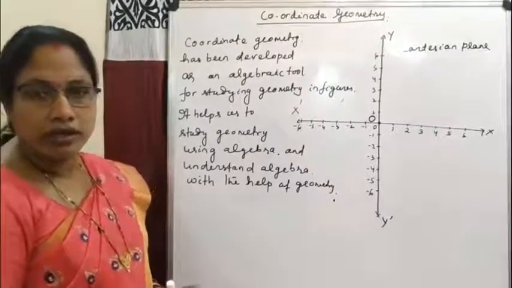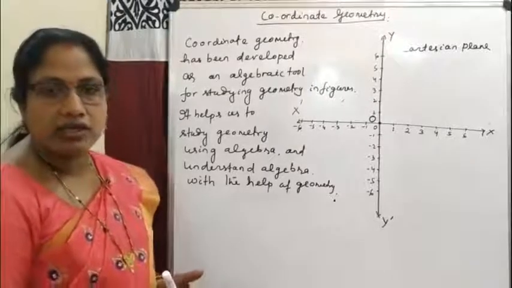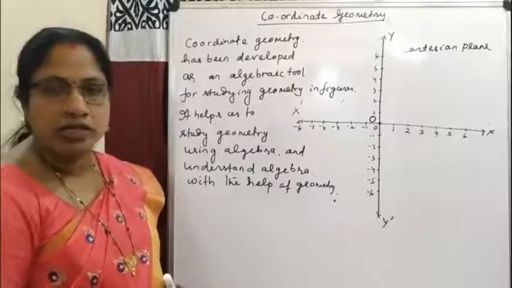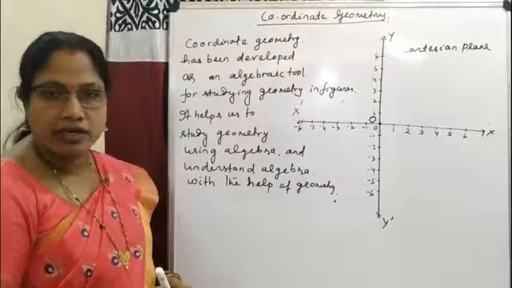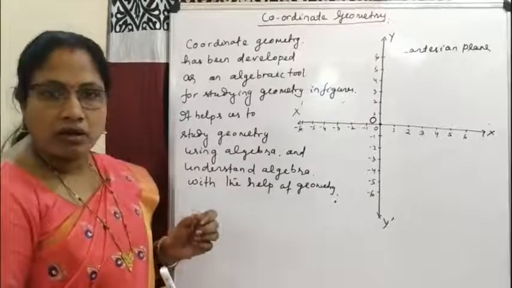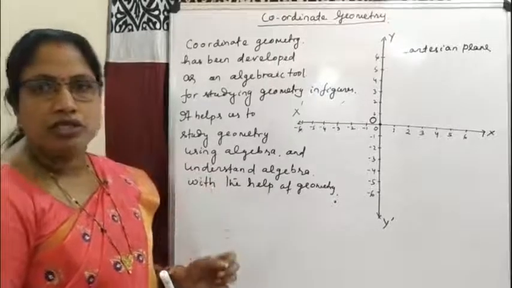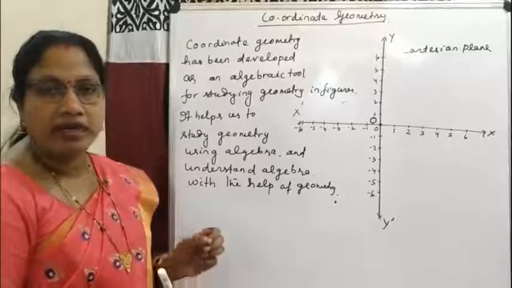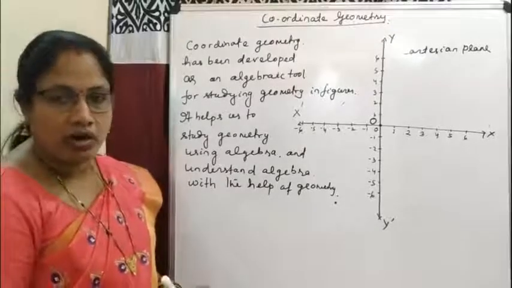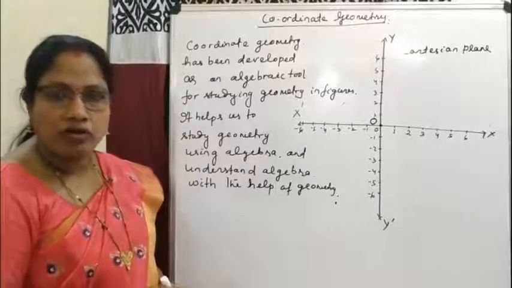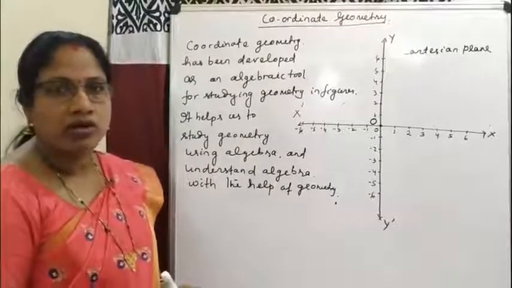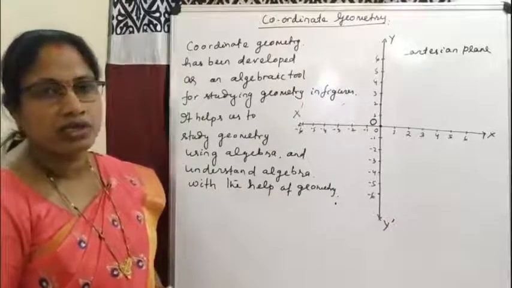In this section we shall discuss how to find the distance between two points if the coordinates of the points are given, and also we will find the location or the position of a point which divides in a ratio the line segment joining two points. And also we shall discuss how to find the area of a triangle if the coordinates of the three vertices are given.